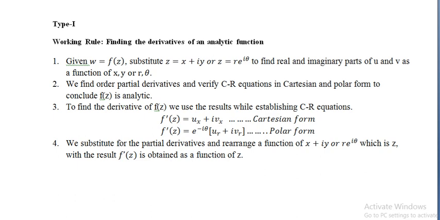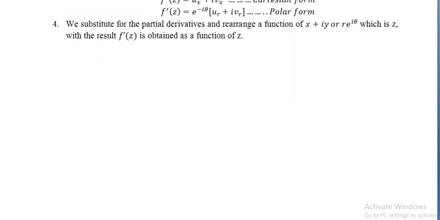And we substitute for the partial derivatives and rearrange the function in terms of x plus iy, or r e to the power i theta, which is z. With the result, f dash of z is obtained as a function of z. So by using the examples, we will discuss these 4 working rules one by one. Now, examples on type 1 problem.